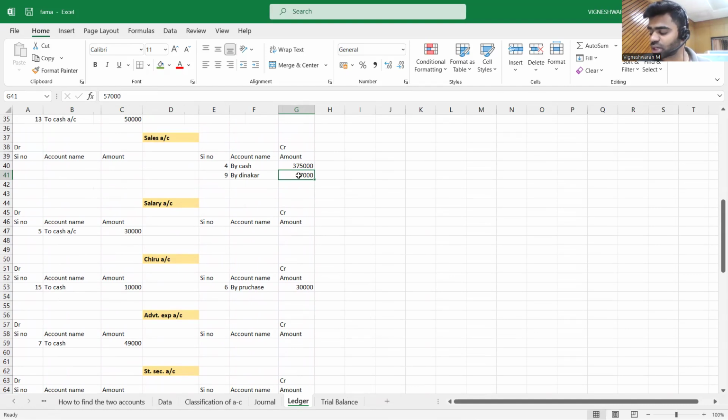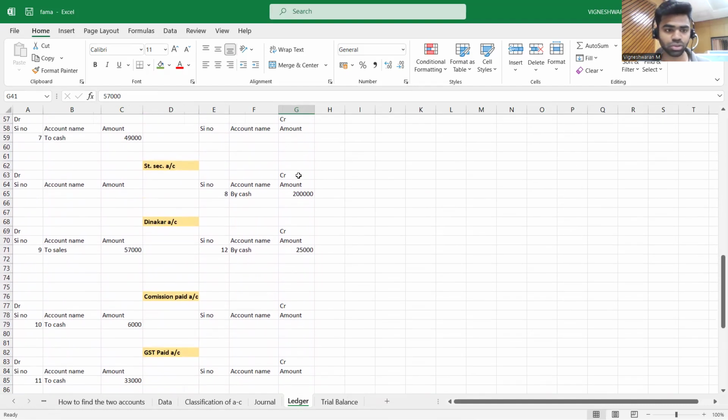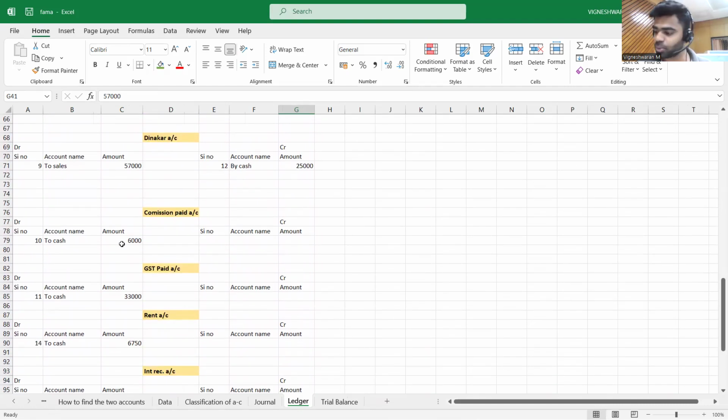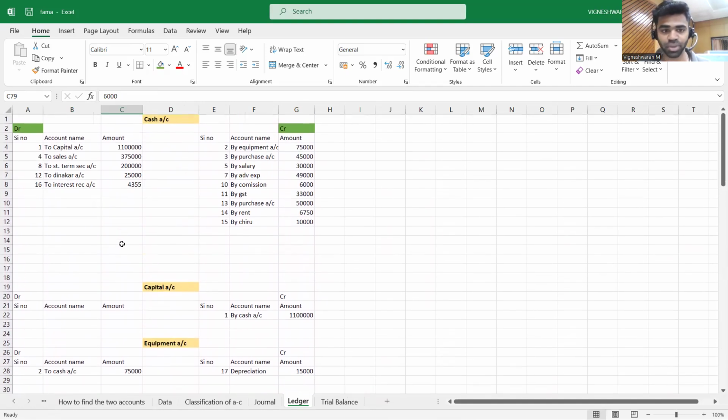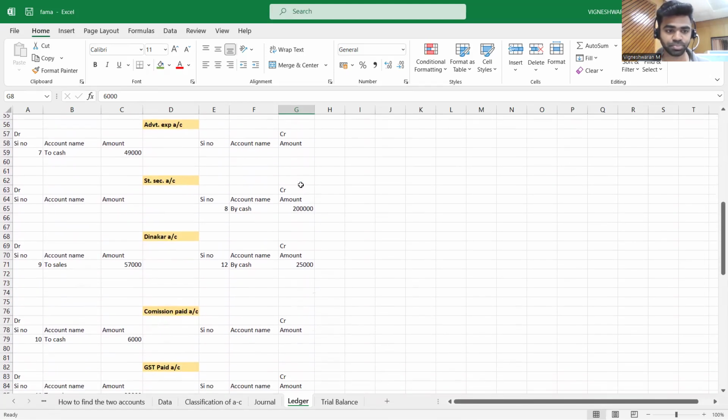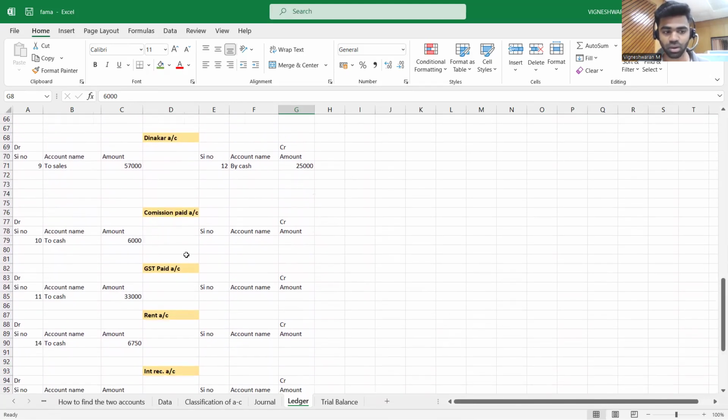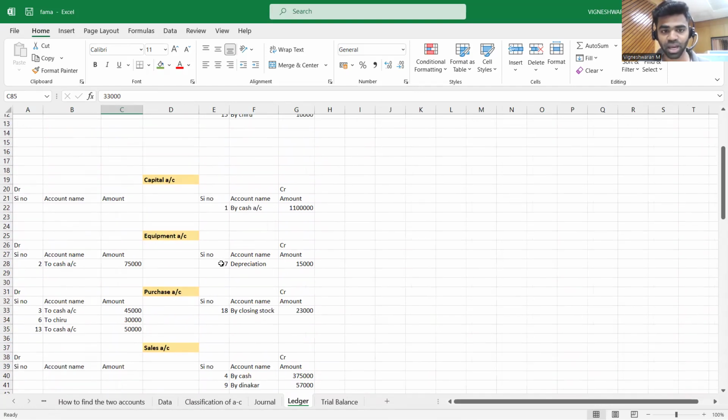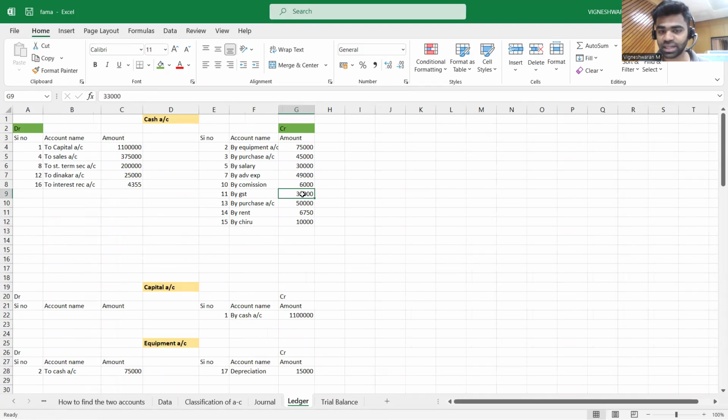Then 10th one, commission account, debtor, cash account. So in commission account table, I put 6,000 in the debit side. Then in cash, I put 6,000 in the credit side. Then GST account. In GST account, I put 33,000 in the debit side. In cash, I put 33,000 in the credit side.